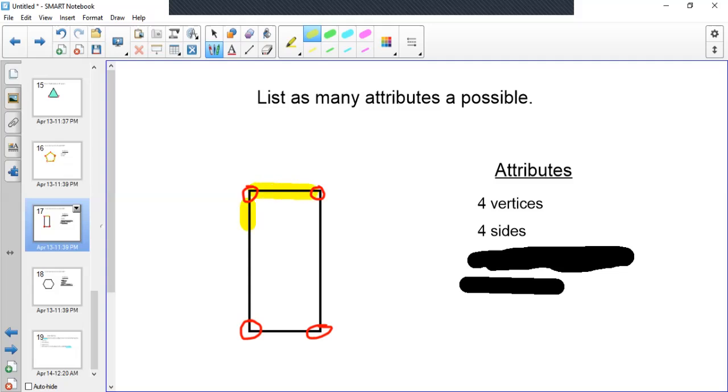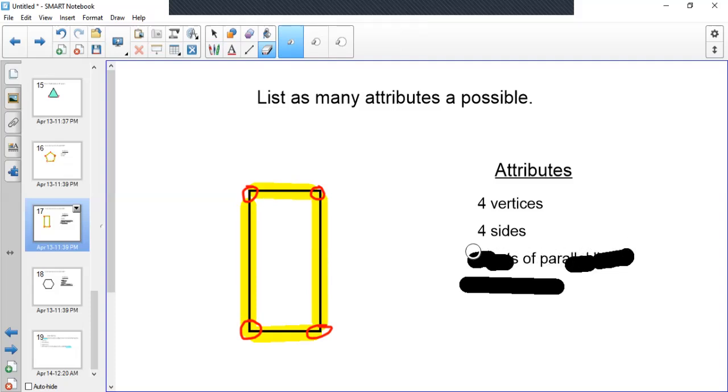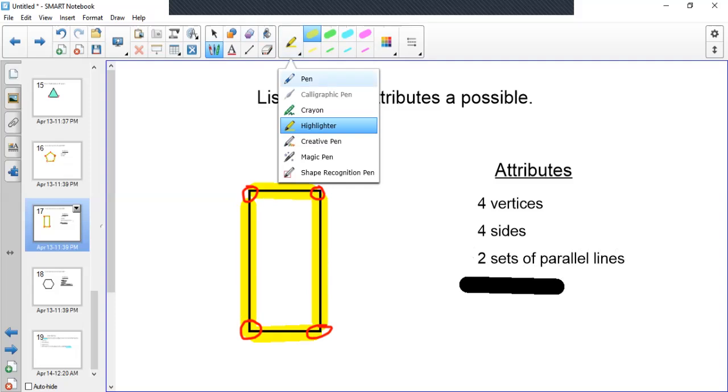1, 2, 3, and 4 sides. Excellent job. Let's see, what is another attribute for a rectangle? 2 sets of parallel lines. Were you able to identify 2 sets of parallel lines?